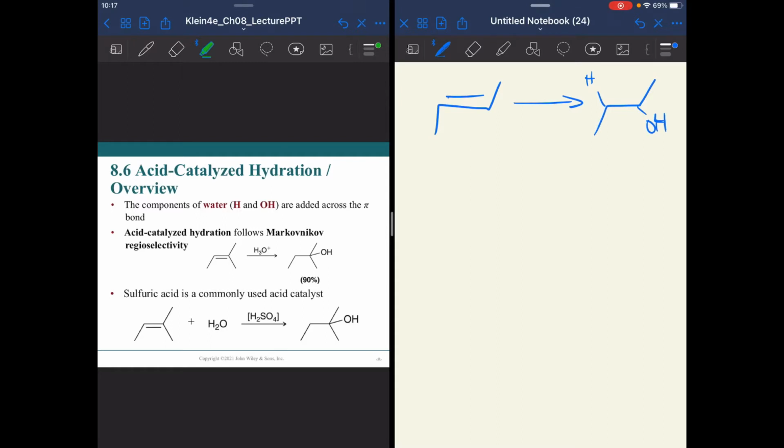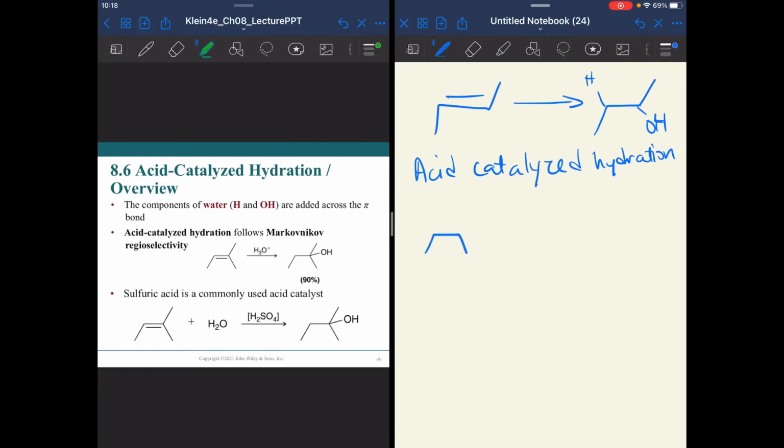All right, so the first one is acid-catalyzed hydration. And this is the reverse of an elimination reaction that you learned at the end of chapter 7, where you used concentrated acid to eliminate water. In this case, you're going to use dilute acid.